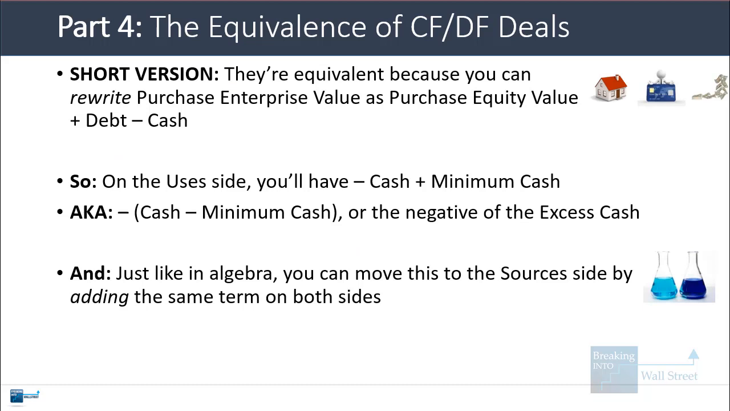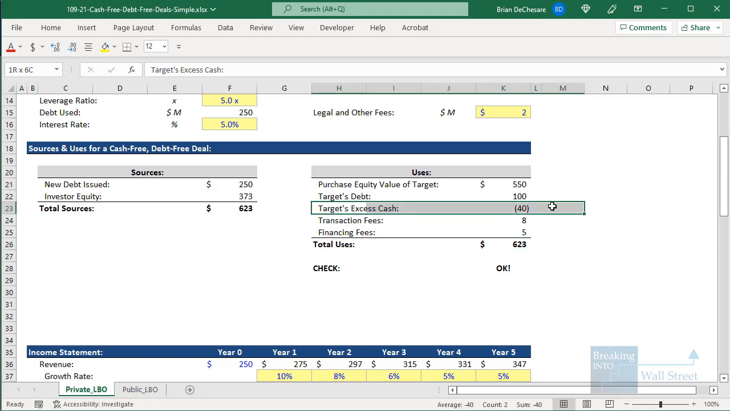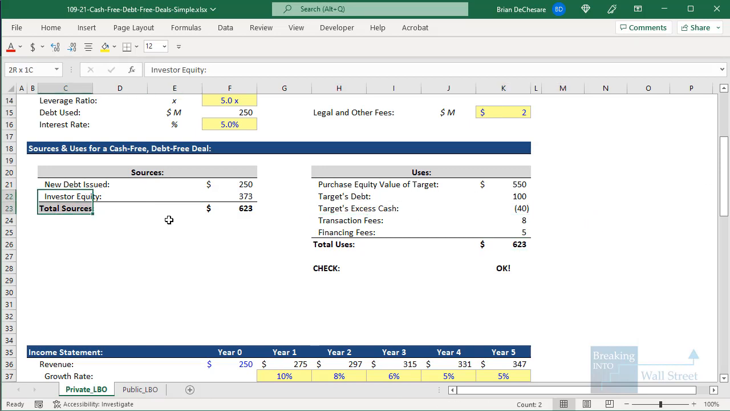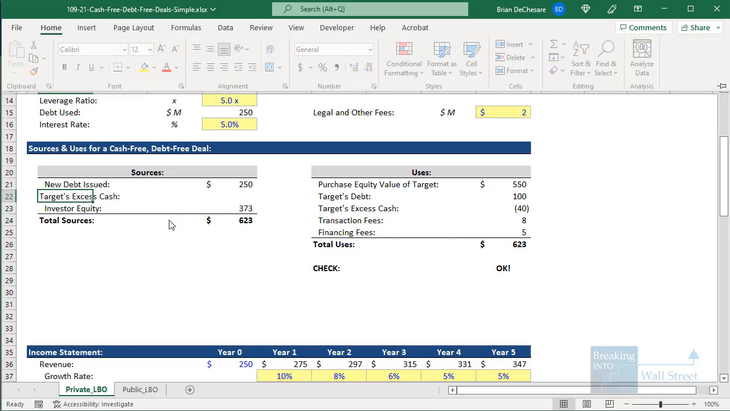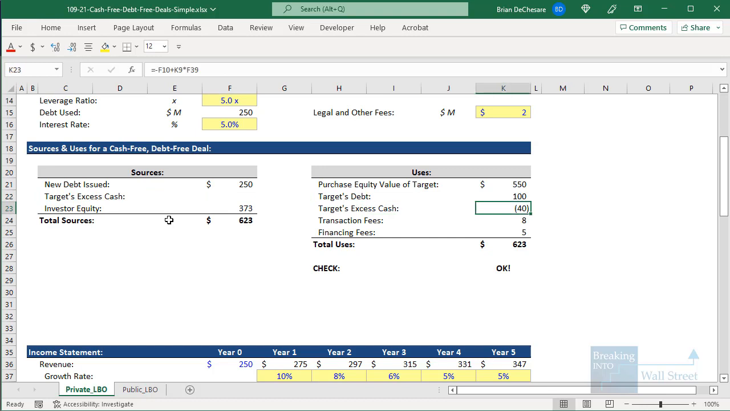Just like in algebra, when you have a negative on one side of the sources and uses schedule, you can move it to the other side by adding that same term on both sides. So it's just like an algebraic equation. And so what that means is that we can take the excess cash right here, and then we can just add a line item right here and say targets excess cash. And we can add this on both sides to make it cancel out on the uses side right here.